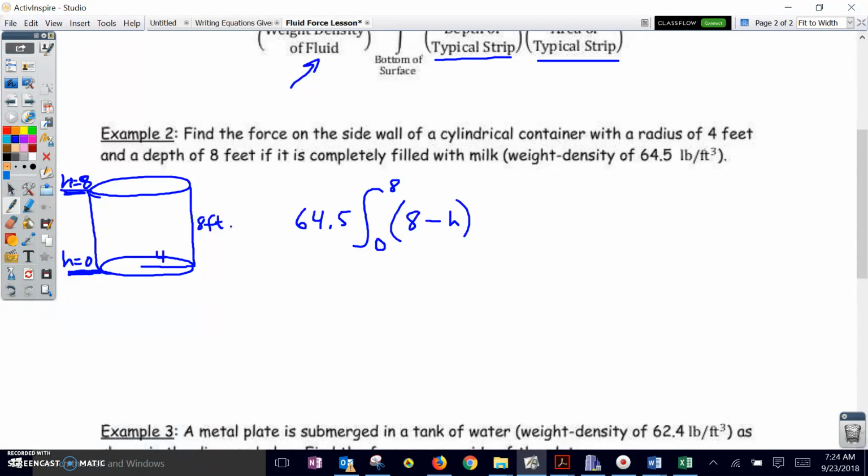And now I need the expression for the area of a typical strip. Now realize the strip that we have on the tank on the side, we've got this circular piece.